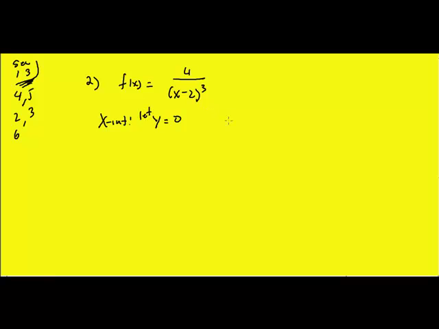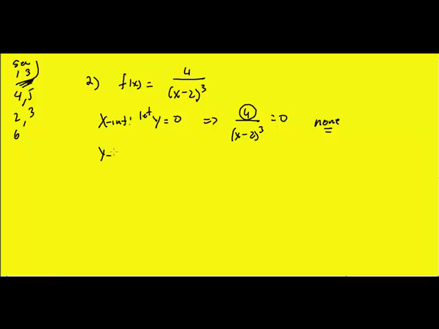Okay, when you set y equal to 0, this implies my 4 over (x minus 2) cubed is equal to 0. Is it ever possible for that fraction to equal 0? No. And my question is, why not? Because the only way a fraction can be 0 is if the top turns into 0. There's no way that will ever turn into 0 because it's always 4. So the answer is none.